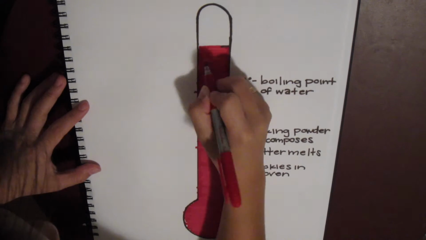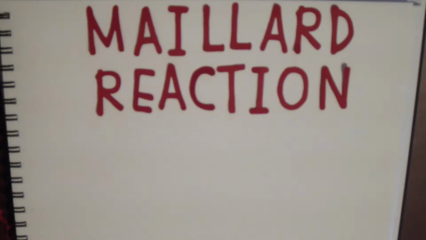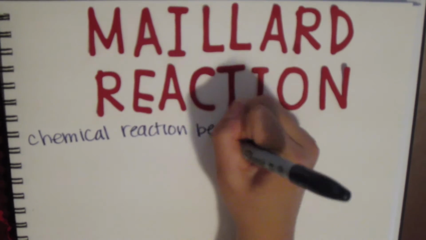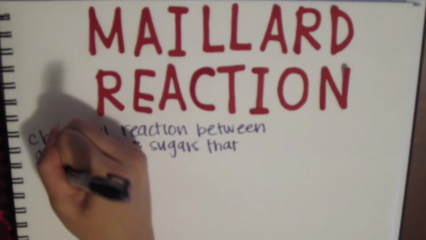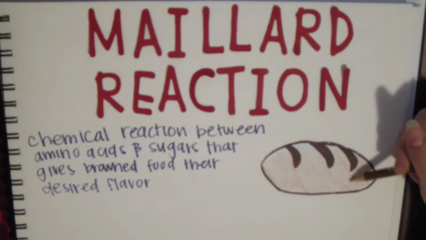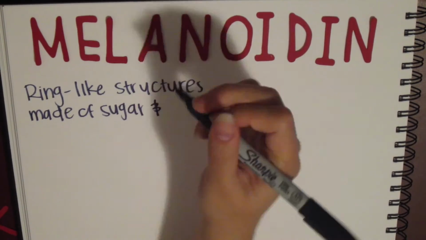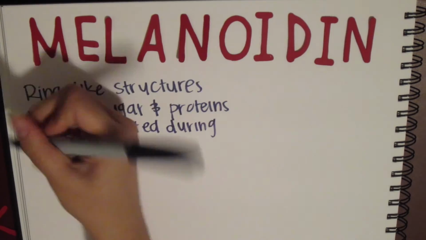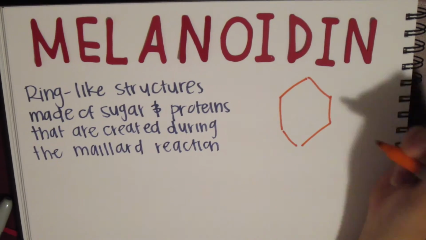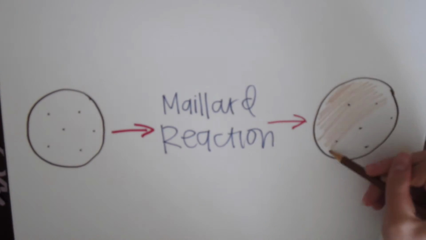At 284 degrees, the Maillard reaction occurs, which produces melanoidins. Maillard reaction, a chemical reaction between amino acids and sugars that gives brown food the desired flavor. Melanoidin, ring-like structures made of sugar and proteins that are created during the Maillard reaction. The Maillard reaction is a chemical change because it changes the colors of the cookies into a darker brown color.